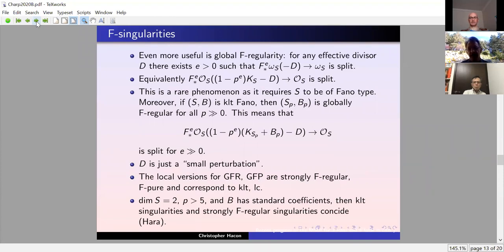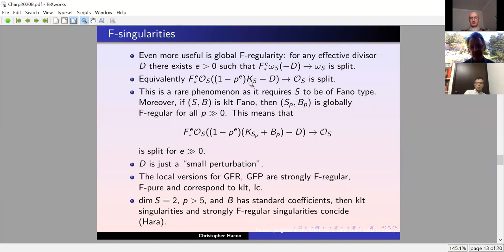Even more useful than being Frobenius split is to be globally F-regular. This is sort of a perturbation of the Frobenius split hypothesis. Instead of just requiring that the eth iteration of the Frobenius push forward of the canonical line bundle mapping to the canonical line bundle splits, we also require that this splits even after we precompose with multiplication by, say, an effective divisor D. Right below I wrote an equivalent statement. The next statement is obtained just by tensoring by the dual of K_S on both sides. So when on the left-hand side you tensor by minus K_S, because of the projection formula, you get this factor minus p^e times K_S. So that's exactly equivalent. It's just more convenient, you'll see in a second, to write it this way in certain situations.